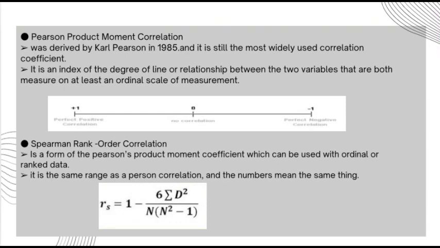Next is Spearman rank order correlation. It is a form of the Pearson product moment correlation which can be used with ordinal or rank data. It has the same range as the Pearson correlation and the numbers mean the same thing. So, here in the Spearman rank order correlation, ginagamit natin siya kapag may ini-indicate na ranking. So, the formula of Spearman rank order correlation is r sub s equals 1 minus 6 summation of d squared over n quantity of n squared minus 1.